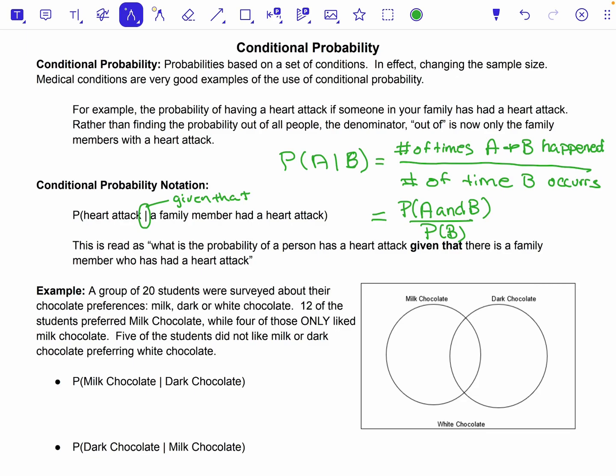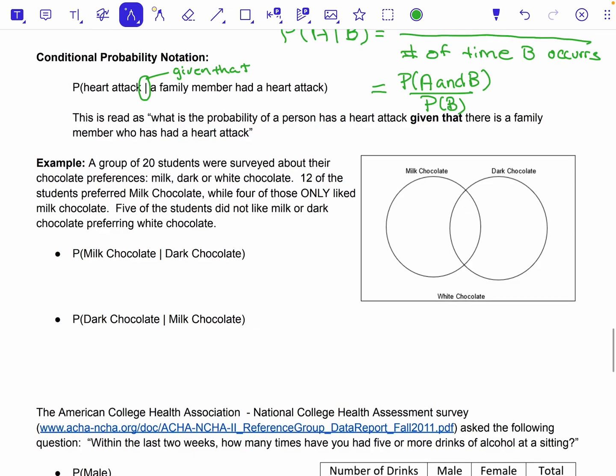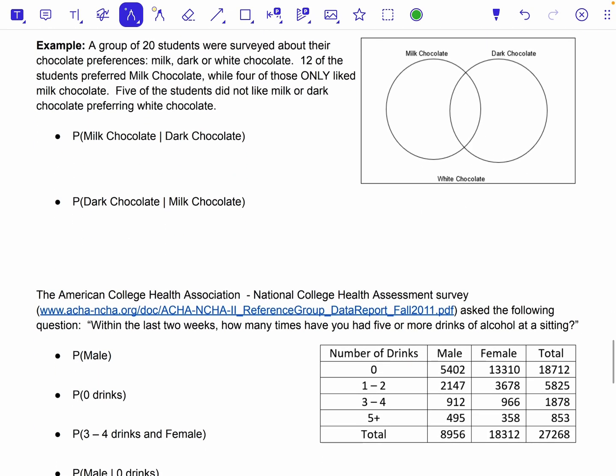So we're going to start with a Venn diagram, and then we're going to also look at a contingency table. We're going to do these examples out, and then you'll have one to try on your own.